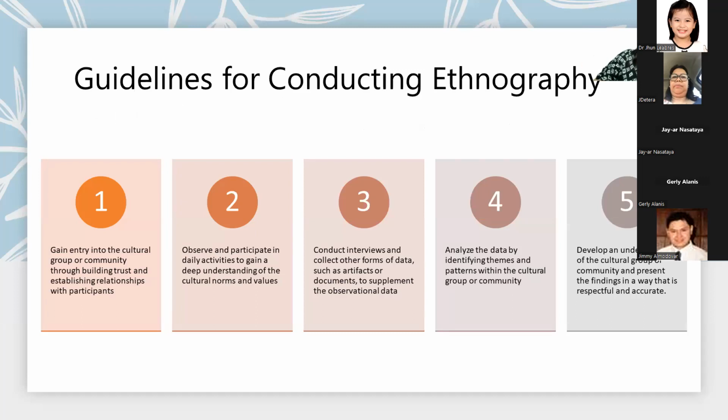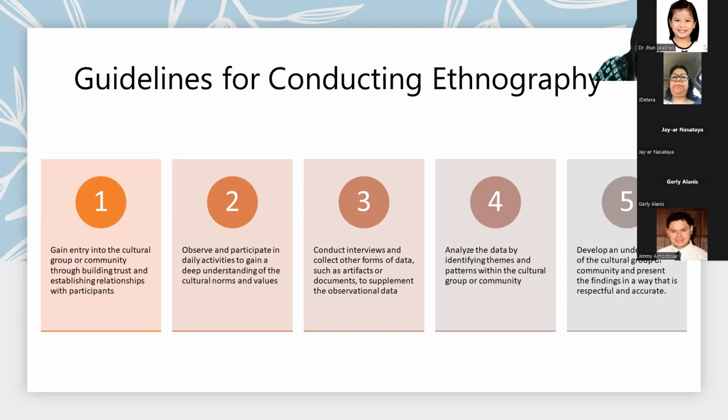Okay, how do we conduct it? You gain entry into the cultural group. Oh, by the way, if it is a special group, you have to go through the NCIP, the National Commission on Indigenous Peoples. You have to go to their barangay to get clearance before you're allowed. For example, you know someone who belongs to the Dumagat community. You just can't say, I'm a student, you have to ask permission, get clearance for you to be able to come here, to go study there.